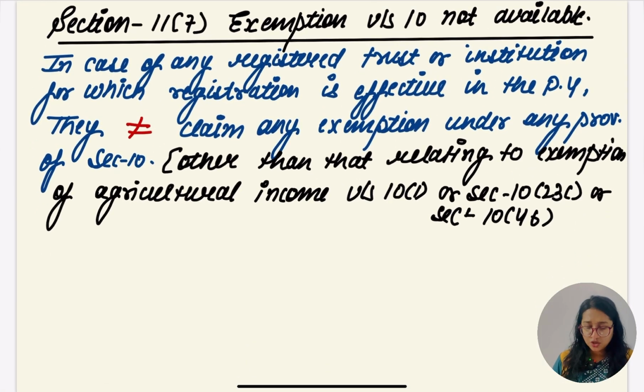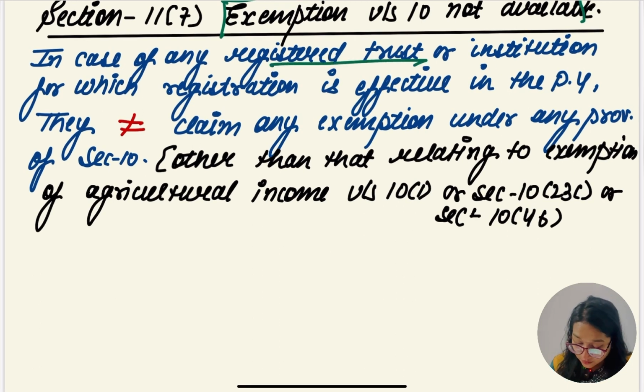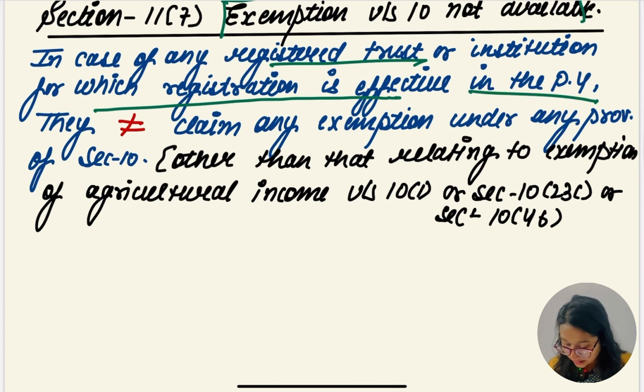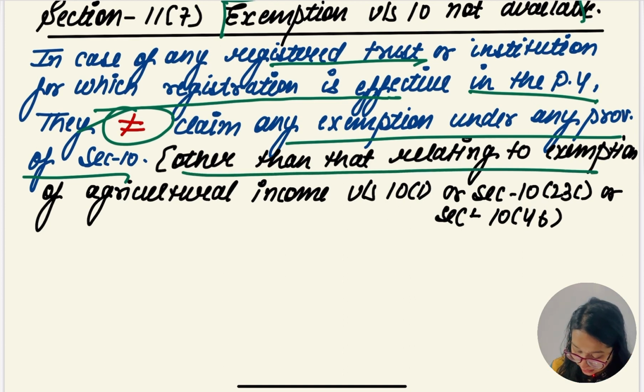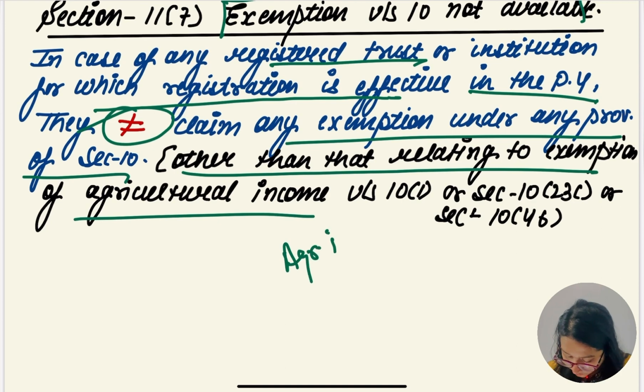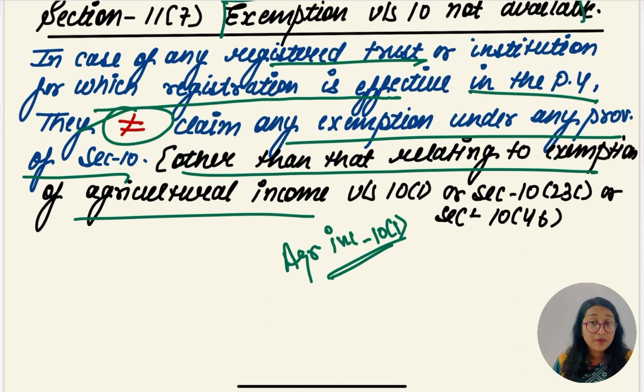Let's go for the last section of today's lecture, which is section 11 subsection 7, which says exemption under section 10 is not available. In case of any registered trust, 12AB wale, or institution for which registration is effective in the previous year, they cannot claim any exemption under any provision of section 10, but there are some exceptions. As you know, exemptions do exist everywhere. They are saying other than exemption of agriculture income under section 10 subsection 1, which is allowed. Remember, these explanations are going to come in your questions.